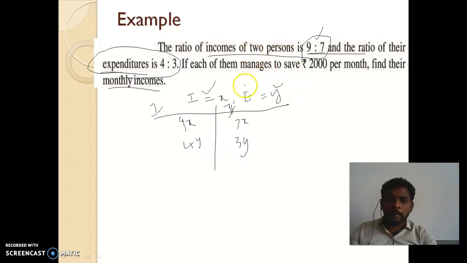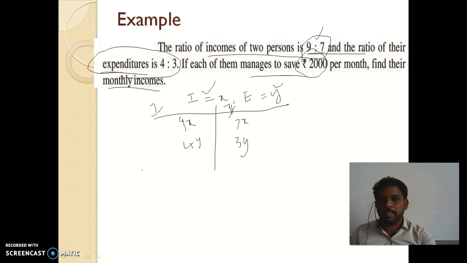Okay. And they manage to save, so saving amount 2000. That's it. So how can you find out saving amount? From the income amount, if you subtract the expenditure, you will get saving amount. So for the first person, 9x minus 4y equal to saving amount, which is 2000. So that is equation number 1.